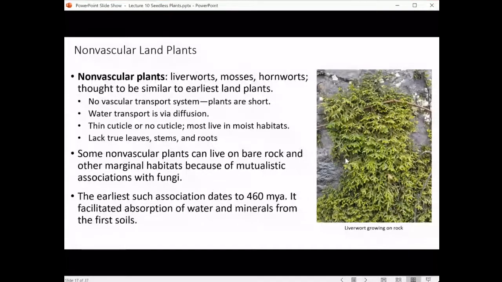So first plants were probably non-vascular plants. Non-vascular plants, what we're talking about is going to be the liverworts, the mosses, and the hornworts. Okay, and they all have a lot in common. Those three clades, right? So there's no vascular transport system, which means that they're going to be short. You're not going to have a very tall non-vascular plant. Water is going to move around just by diffusion or what is caught from something like rain or from condensation, right? So if you think of something like dew.